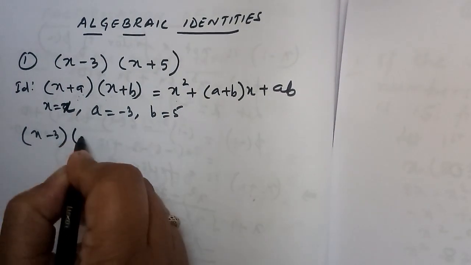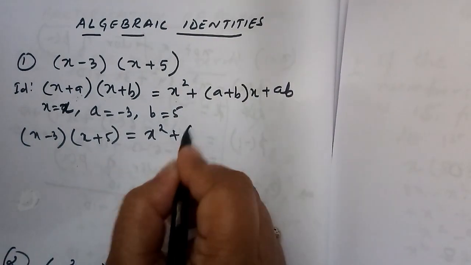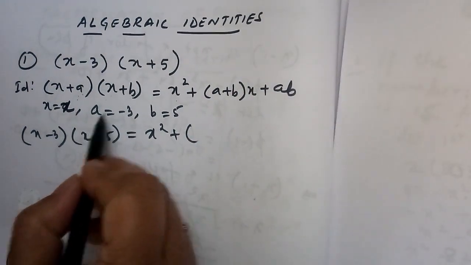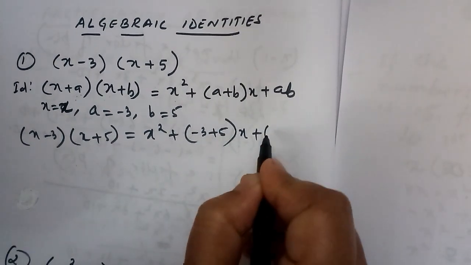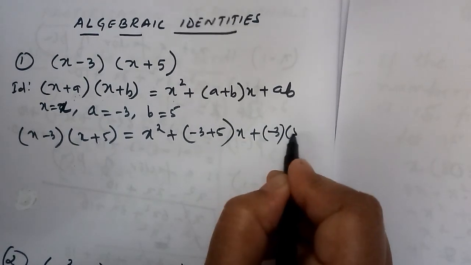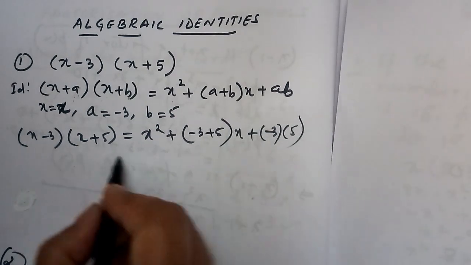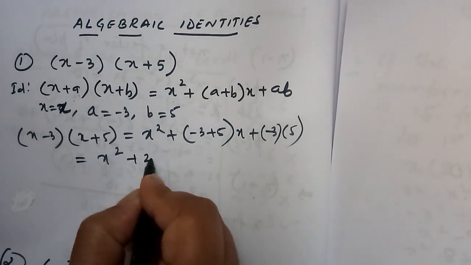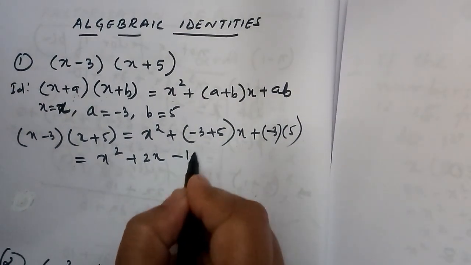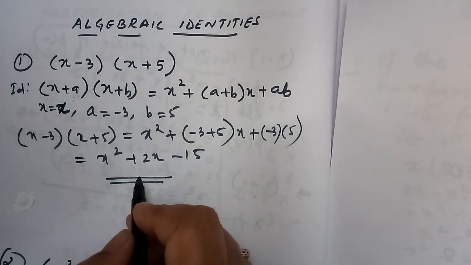x minus 3, x plus 5 equal to, it says x square, so x square plus a plus b. A was minus 3, b is 5, so minus 3 plus 5 into x plus minus 3 into 5. I've just replaced the values, that's all. I've done nothing else. It becomes easy like this, right? So now I get x square minus 3 plus 5 gives me plus 2, so plus 2x, and minus 3 into 5 gives me minus 15. So this becomes the answer of my first question, where it was told to find the product using appropriate identity.